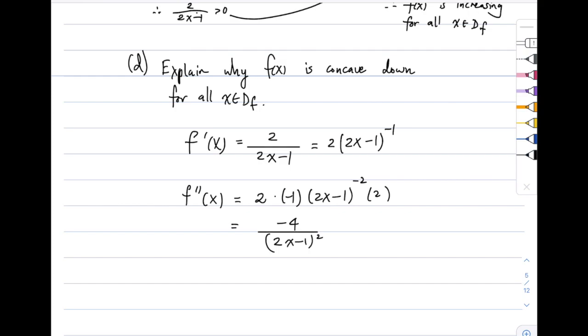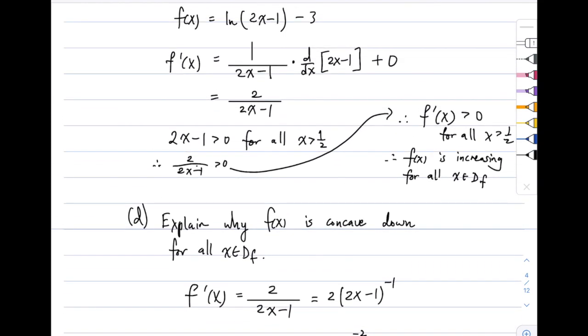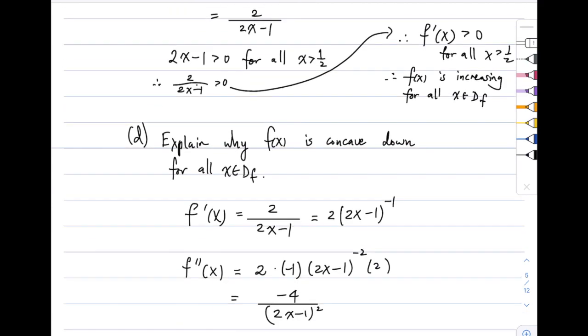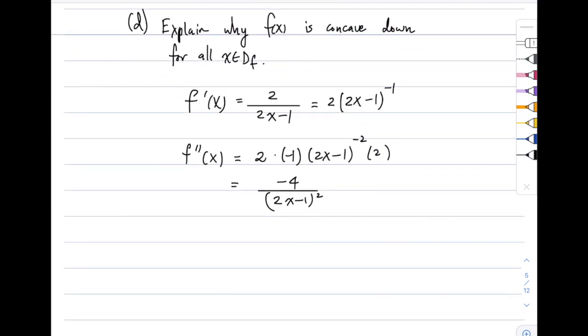Now, we have to show that this is always concave down, or at least explain. Well, the question says to explain. If the question says to show, I think it's better to use some sort of algebraic reasoning to show that it's concave down, and we can do it that way as well. Here, the question just asks you to explain, so it's enough to just make a sign diagram.